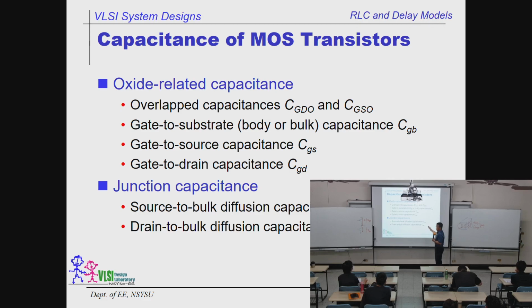And for the junction capacitors, they exist around the diffusion area. It is source to bulk and drain to bulk. So these two are called junction capacitors. They exist around the diffusion area, and they are always there. They won't go away. So CSB and CDB. Let's check it out to see where they are.